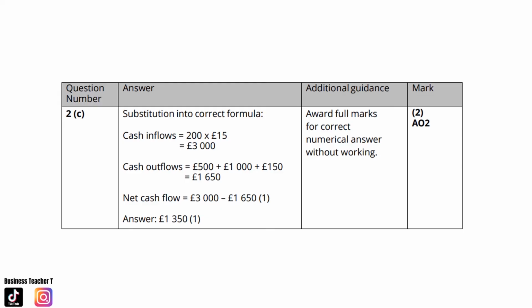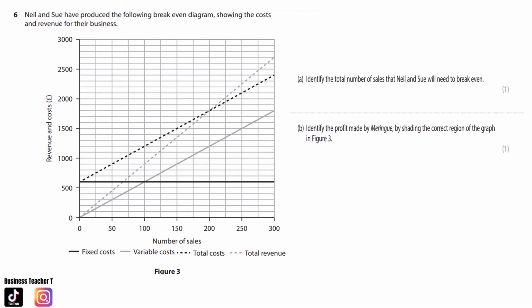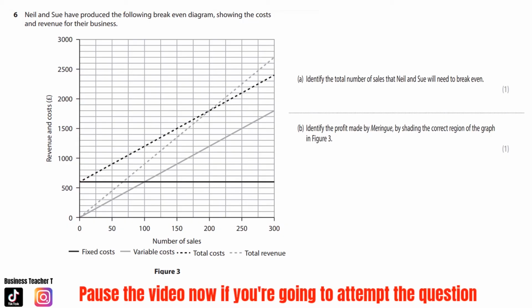Neil and Sue have produced the following break-even diagram showing the costs and revenue for their business. So we have 2 questions here. A, identify the total number of sales that Neil and Sue will need to break even, and B, identify the profit made by meringue by shading the correct region of the graph in figure 3. So give them a go.